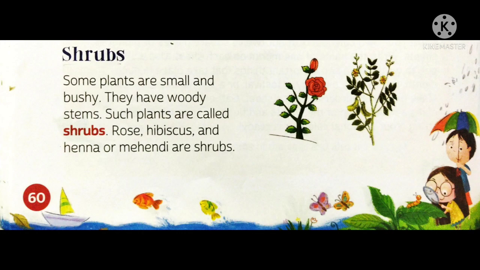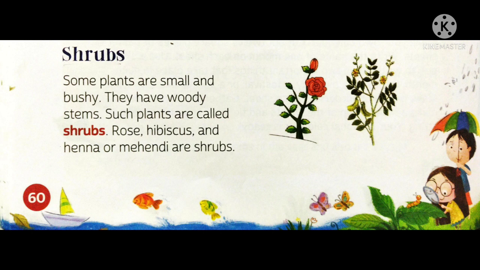Now, shrubs. What are shrubs? Some plants are small and bushy. They have woody stems. Such plants are called shrubs. Rose, hibiscus and henna or mehendi are shrubs.